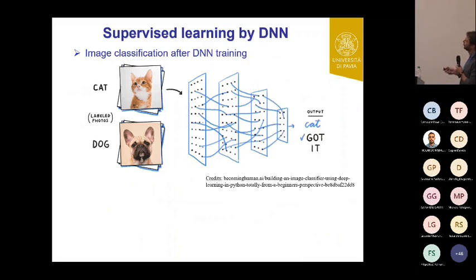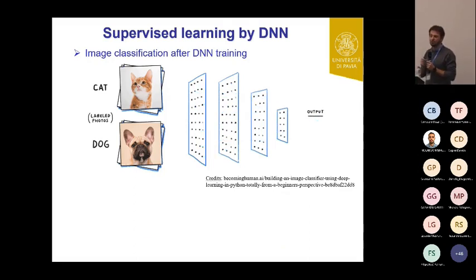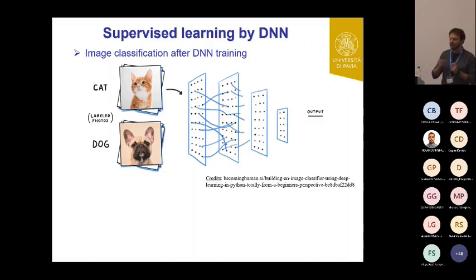It's very similar to training a deep neural network to discriminate between cats and dogs, for example, pictures, when the cat and dog pictures are labeled. So you train the net on labeled data in such a way that when you insert unlabeled data as an input, the network is able to classify it correctly.